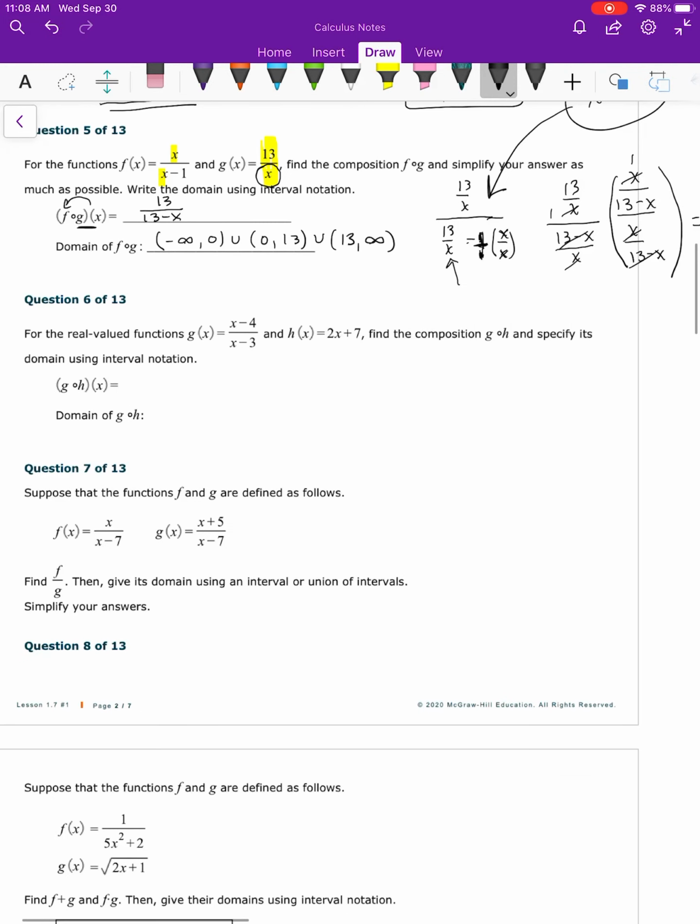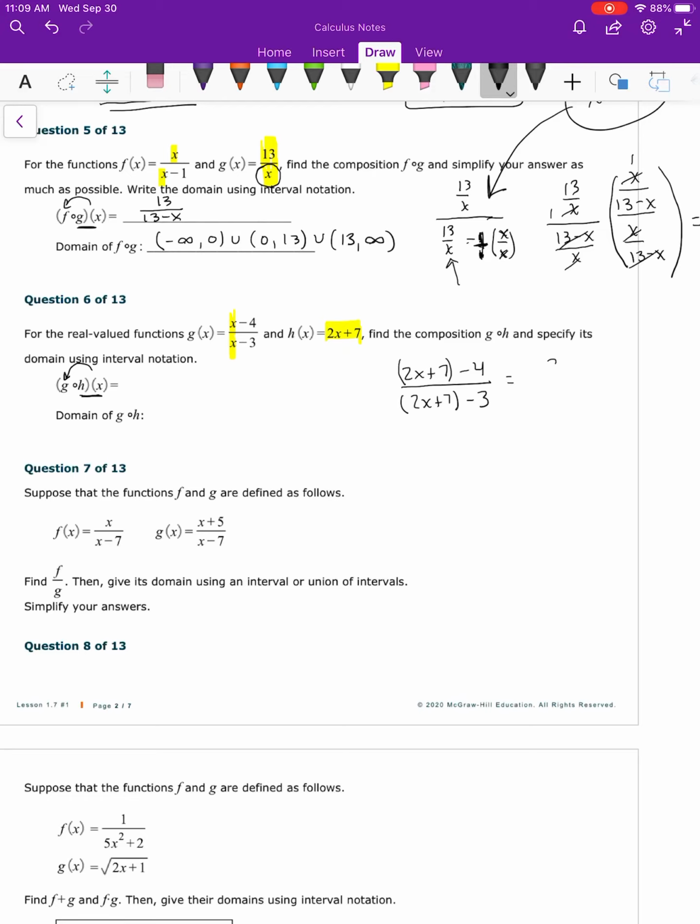All right, the next one, for the real valued function g of x equals x minus 4 over x minus 3, and h of x equals 2x plus 7, find the composition g composition h, and specify its domain using interval notation. So I'm taking the h function, putting it into the x in the g function, but there's 2 places where we have x's in the g function. So I have to put the entire h in both of those spots. So I'm going to say that this function is equivalent to 2x plus 7 minus 4. Look, I put the whole h function into the x in the g. 2x plus 7 minus 3.